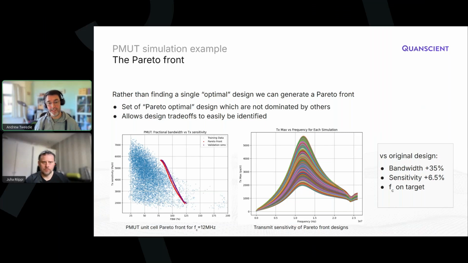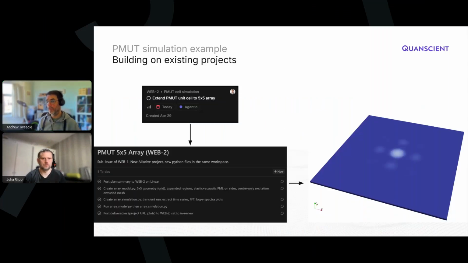Once the model is set up, it can really automate that high-level analysis of a problem. Another thing I wanted to touch on was building on existing projects. We talked about context earlier and how that is important for any agent. But existing projects can act as context in themselves.